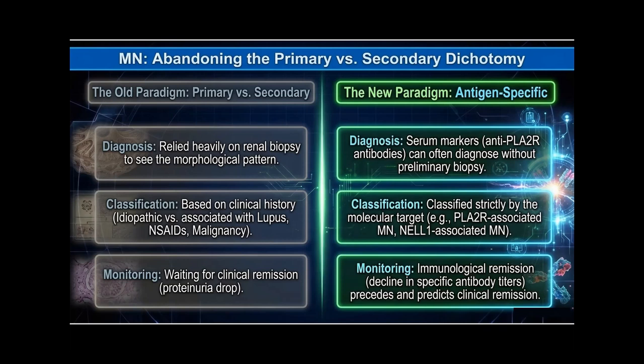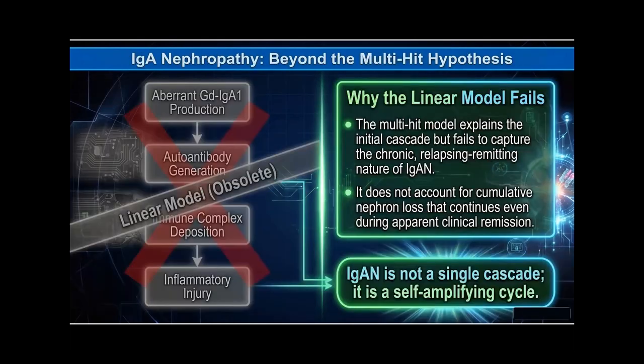What is the newer paradigm? Diagnosis, serum markers are important. Anti-PLA2R antibodies can often diagnose without biopsy. Classification is strictly by the molecular target, depending on which antigen is involved. Monitoring is immunological remission, not proteinuria remission.